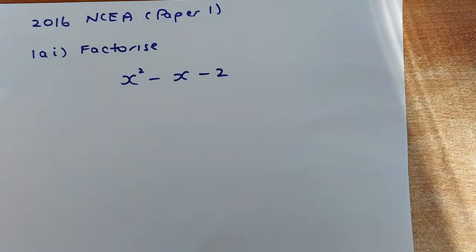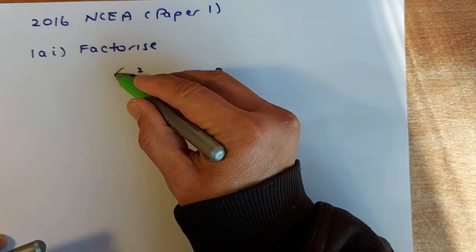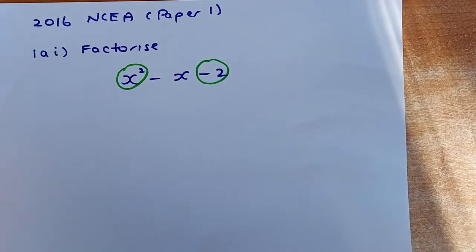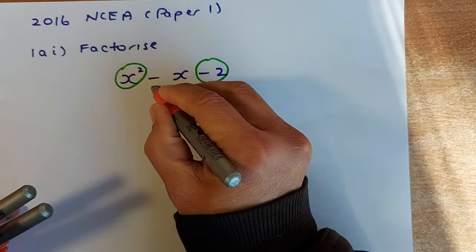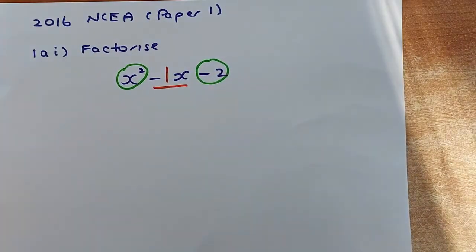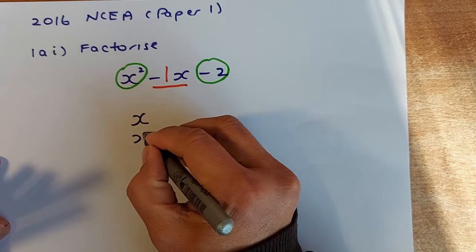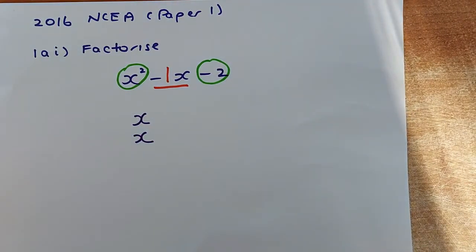The first one is from the 2016 NCA, paper 1. Okay, so step 1, you are going to make 3 different blocks. The first block is x squared, the last one is -2, and your job is to find the middle expression. If there's no number, you have to make sure that the answer is -1. So the first thing you need to do is find all the factors of x squared. 2 numbers that multiply to give x squared, there's only one possibility, x and x. So very simple.